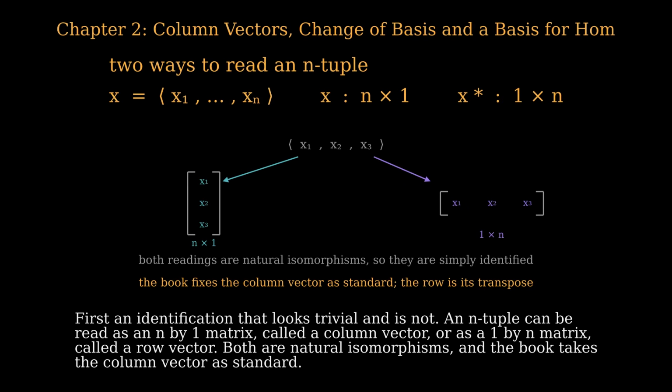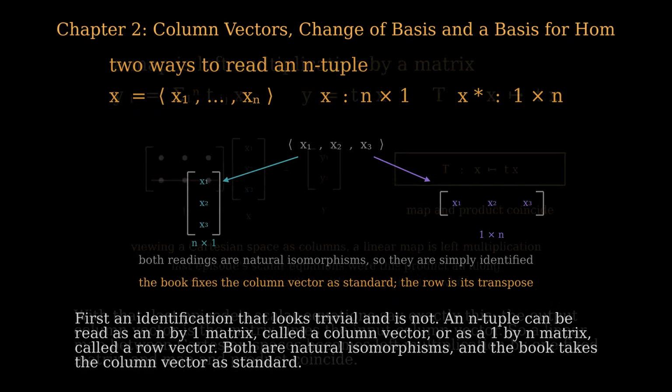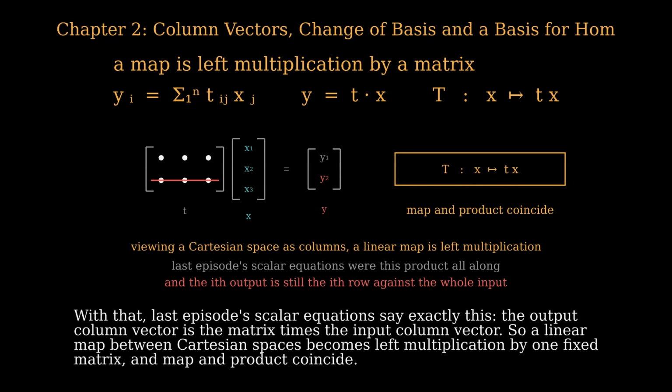First, an identification that looks trivial and is not. An n-tuple can be read as an n-by-1 matrix, called a column vector, or as a 1-by-n matrix, called a row vector. Both are natural isomorphisms, and the book takes the column vector as standard. With that, last episode's scalar equations say exactly this. The output column vector is the matrix times the input column vector. So a linear map between Cartesian spaces becomes left multiplication by one fixed matrix, and map and product coincide.